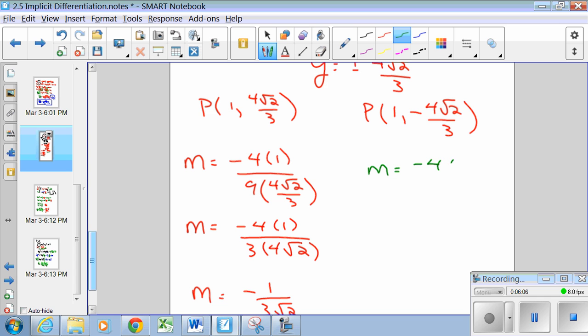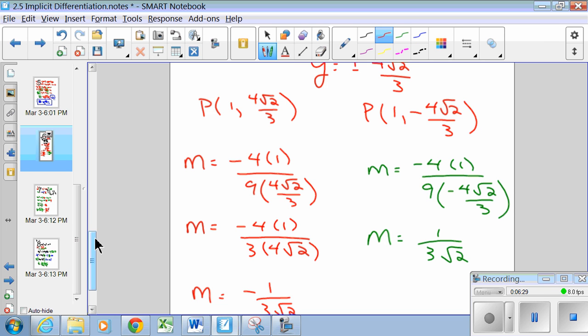Negative 4 times my x value, 9 times my y value. The 4's cancel, the negatives cancel. So my numerator is 1. The 9 and 3 cancel. So it's 3 root 2. So the bottom point has a positive slope and the top point has a negative slope, which is what you can see from your ellipse.